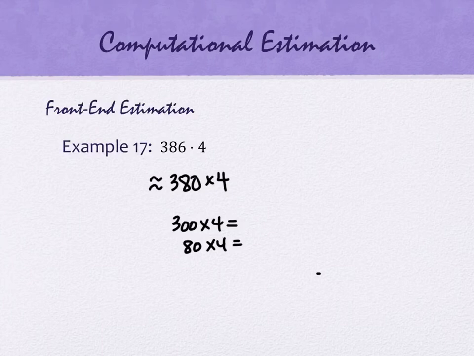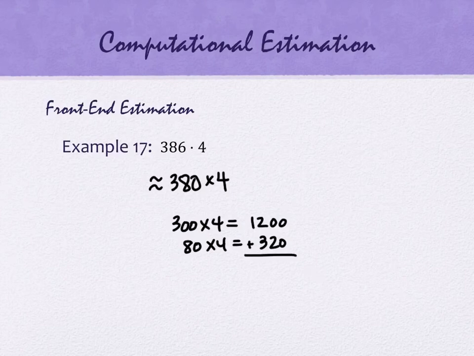So what is 300 times 4? 1,200, right? And then what's 80 times 4? 320, yeah. Yeah, 320. There we go. And then I would add those two products together. So what is 1,200 plus 320? 1,520. And of course, that's not an exact answer, and I'm okay with that because the directions say that I'm supposed to be estimating. And I knew I wasn't going to get an exact answer when I ignored the 6 at the end, right? Absolutely.